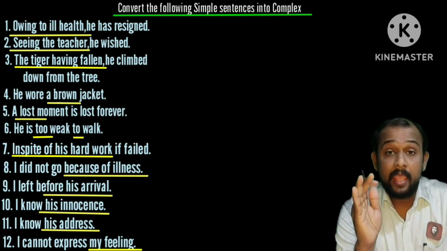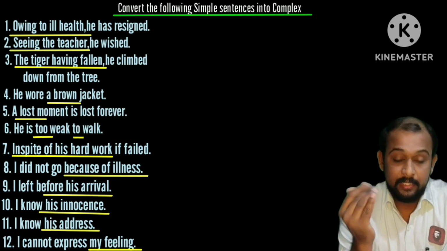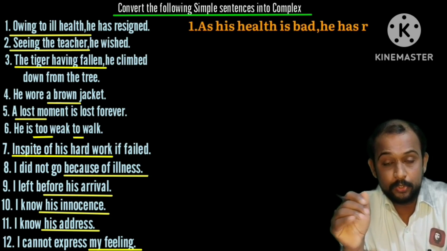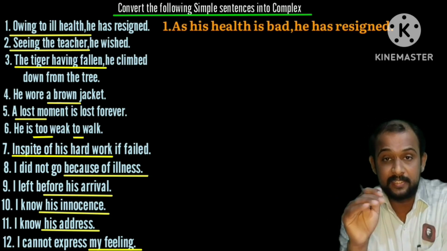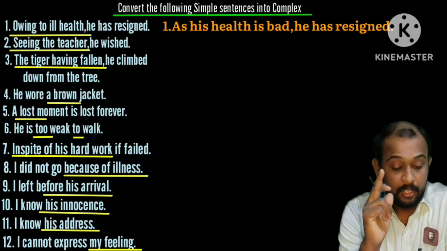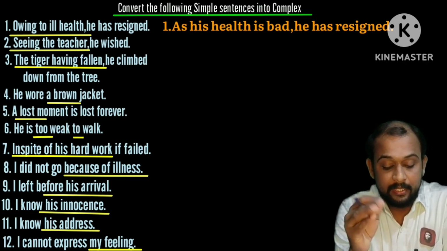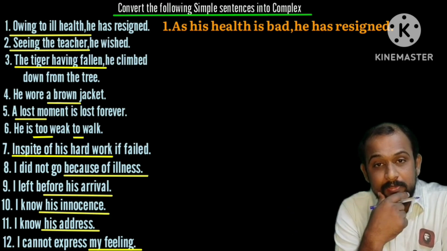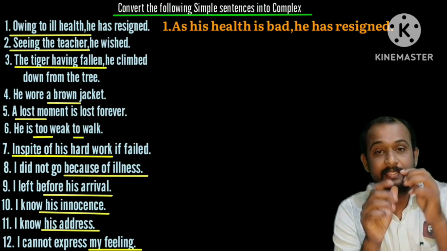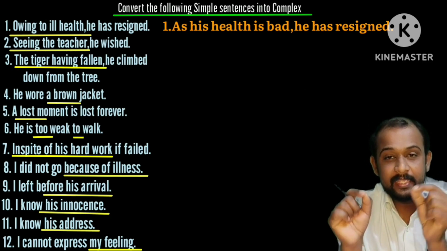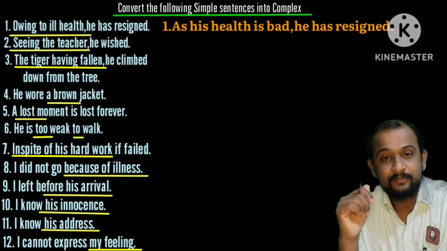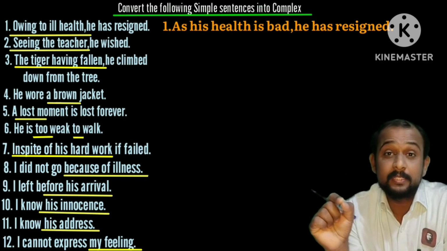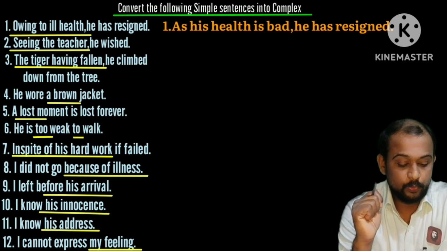See, as his health is bad, he has resigned. He has resigned is in the present perfect tense, so you are not supposed to make changes in the tenses. It should be present tense. As his health is bad, he has resigned. As his health is bad is a subclause because we have the subordinator as. Okay, we have two clauses and one is a subclause because it is introduced by a subordinator. Correct? So the next one.